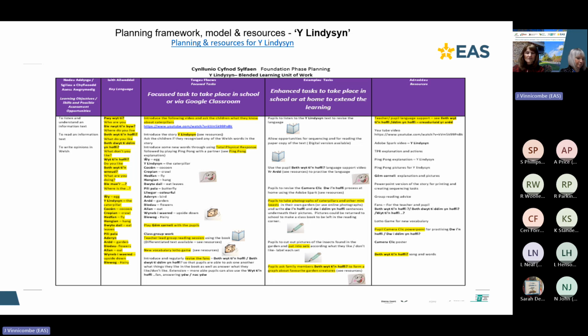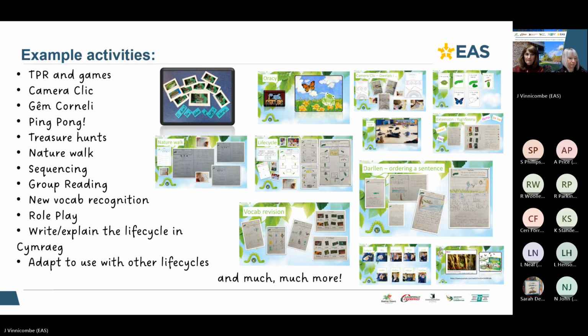Okay, every planning sheet in the unit follows the same format, and it includes a learning objective, key language, focused and enhanced tasks, and resources. Some example activities included in the planning are TPR and games, camera click, game Corneli, ping pong, treasure hunts, nature walk, sequencing, group reading, new vocab recognition, role play, and writing or explaining the life cycle in Cymraeg, which you can also adapt for other life cycles. And there's much, much more.